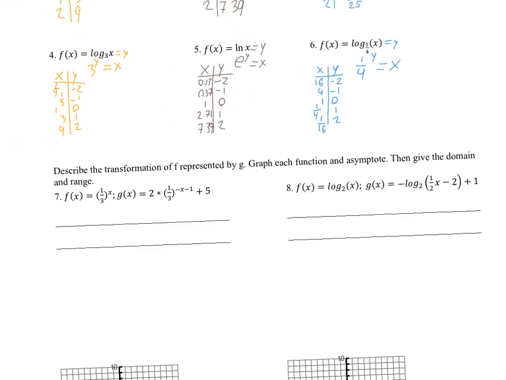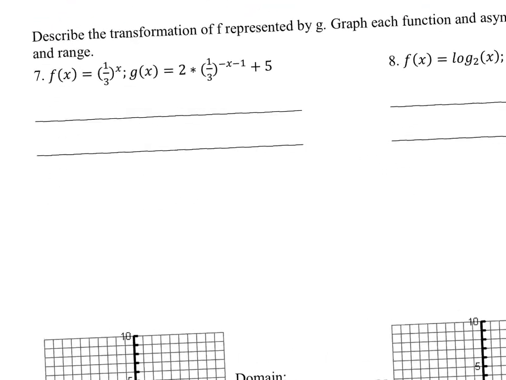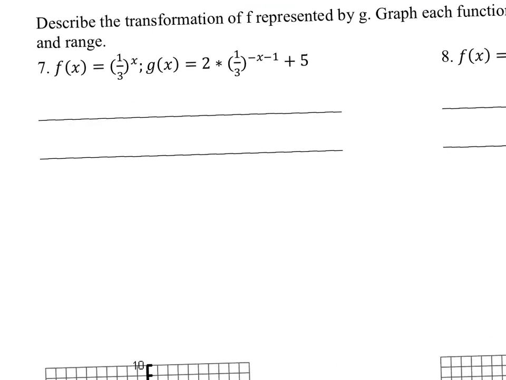All right, so now we've done our basic tables, which means now it's time to move on to 7 and 8. Describe the transformation of function f represented by g. Graph each function and asymptote, then give the domain and range. Folks, I know some of you love this, I know some of you hate this, but we need to go through it together. So, number 7. F of x is equal to 1/3 to the x. G of x is equal to 2 times 1/3 raised to the minus x minus 1, plus 5.